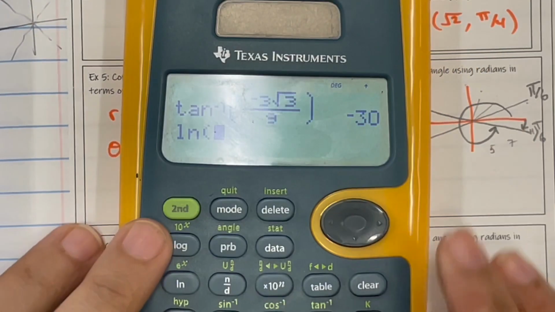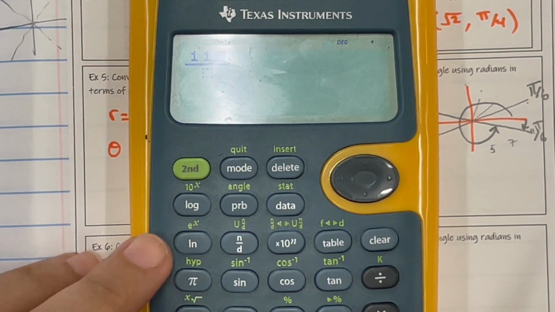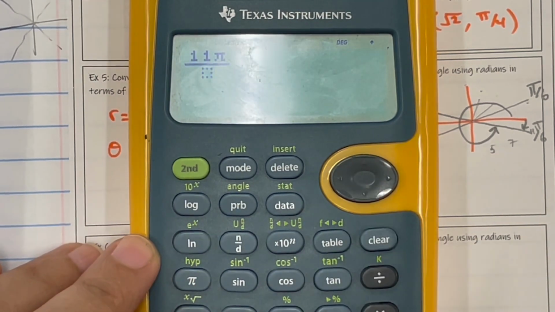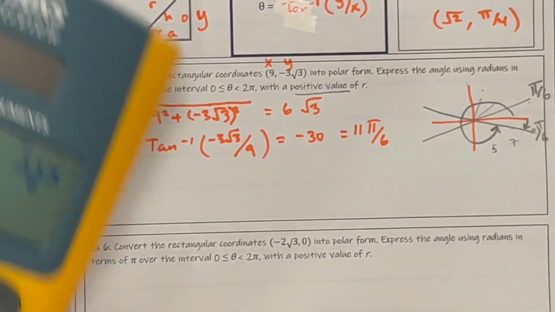I'll prove it to you in the calculator real quick. So 11, ND, 11 pi. Give me a second. Where's pi? 11 pi over 6 is equal, oh, this one doesn't do it. Put it in Delta Math then. It should do it for you.